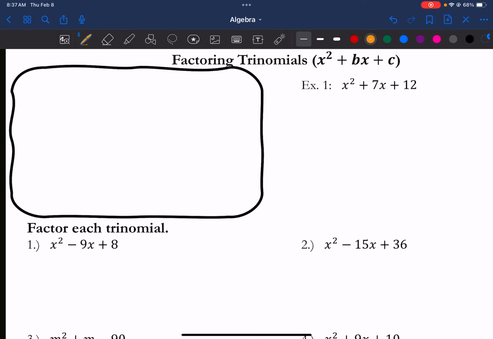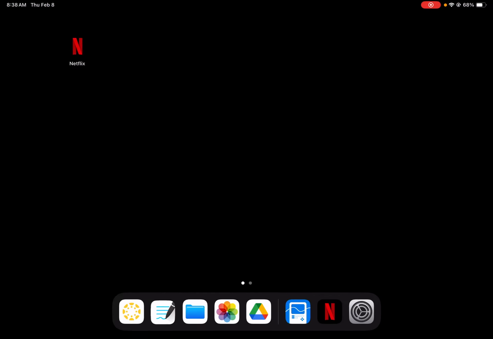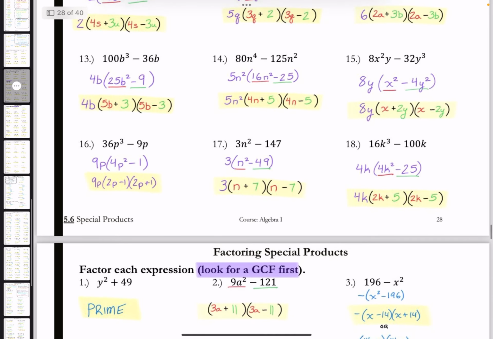This is where the leading coefficient, so what's in front of our x squared, our leading coefficient a, is 1, not greater than or equal to. The next one is going to be greater than or equal to, but this is when the trinomial is equal to 1. So you really won't see an a here. So we're going to take some notes on that.